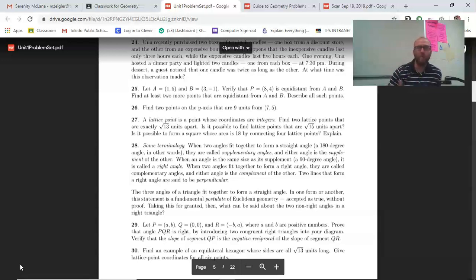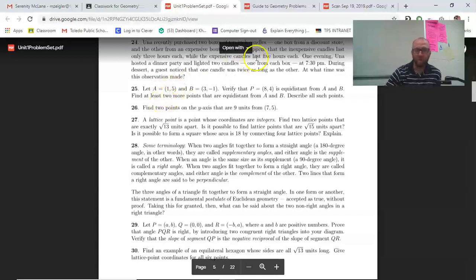But before we do that, I just want to talk briefly about what each of the problems is. That's it. So let's take a look here. Number 24, it's about Una. She's purchasing candles. She's got good candles and cheap candles, and the good candles burn longer than the cheap ones. And then there's a question in there that asks about the height of the candles at a certain time. Right?